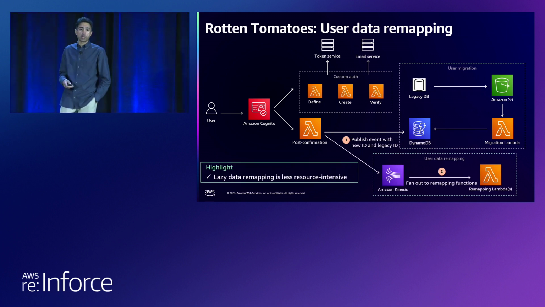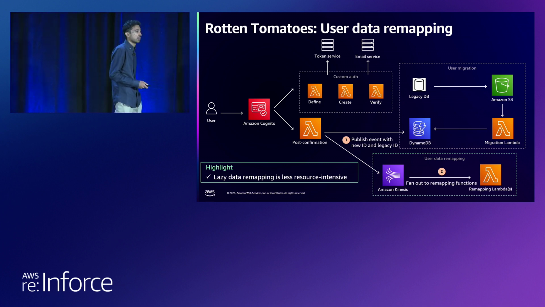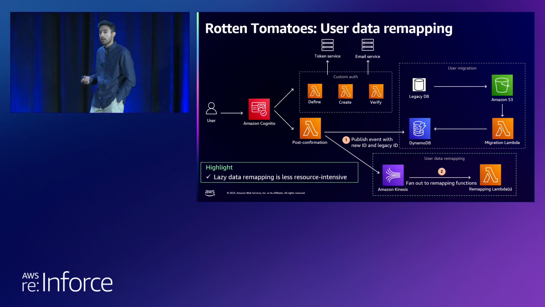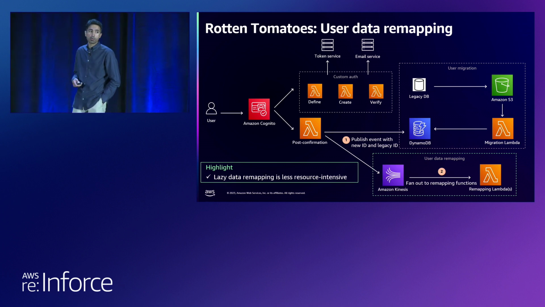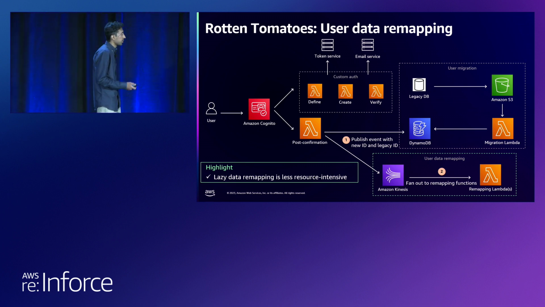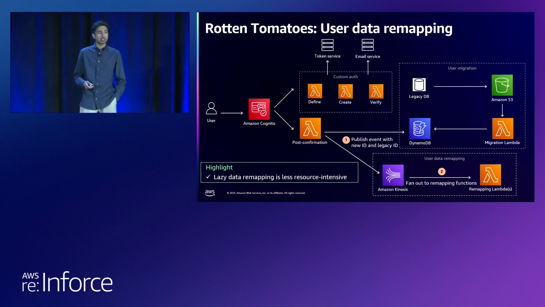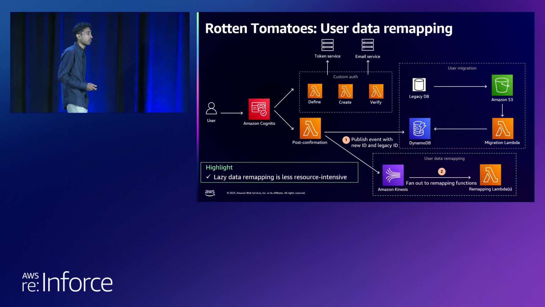Once post-confirmation determines that a user is being migrated, it will publish an event to Amazon Kinesis containing both their new Cognito ID and their legacy ID. From there, that event will be fanned out to several Lambda functions that are responsible for performing ID remapping across various data stores. Now, in our testing, we found for some of our more power users, this process could take several minutes. And we decided to make changes on the client side to try and accommodate for any delays.